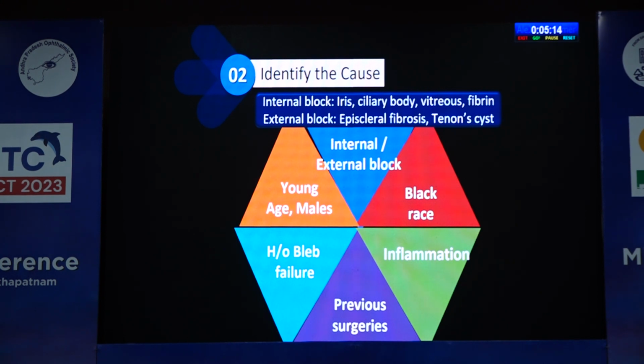at times with topical AGMs. So the causes: internal or external block, black race, it is more common in certain countries and certain races. Inflammatory glaucoma, post-traumatic secondary glaucomas, history of previous surgeries, be it trabeculectomy or cataract surgery, history of bleb failure in the same eye or the other eye, young age and males because there is more fibrosis, so they are more prone to failure.